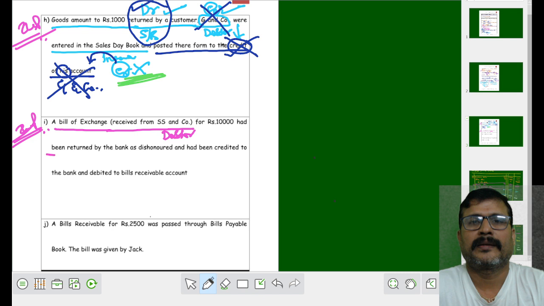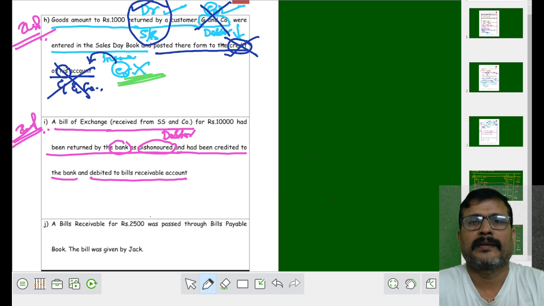Had been returned by the bank as dishonored. किधर है ये चेक? बैंक में है. बैंक क्या किए? डिसऑनर किए. Had been credited to the bank account. Where he has taken? He has taken to the credit of bank account. Debited to bills receivable account.